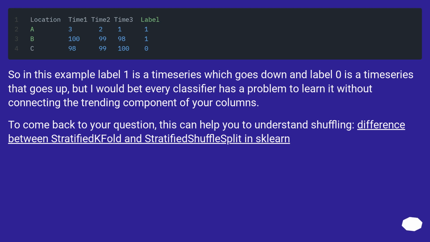So in this example, label 1 is a time series which goes down and label 0 is a time series that goes up, but I would bet every classifier has a problem to learn it without connecting the trending component of your columns. To come back to your question, this can help you to understand shuffling. Difference between StratifiedKFold and stratified shuffle split in scikit-learn.